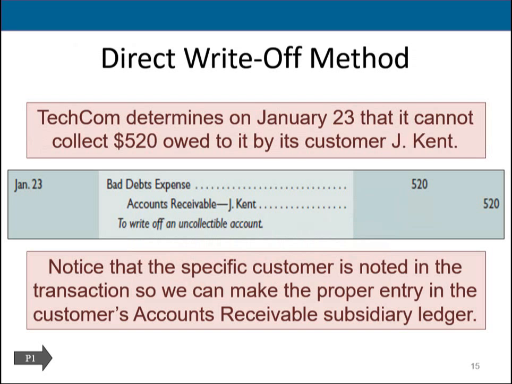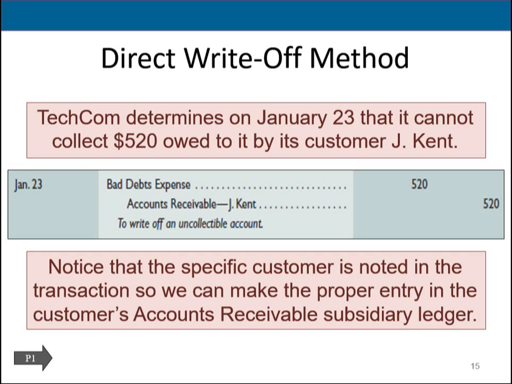Using the direct write-off method, the company determines that J. Kent is not going to pay off his or her debt to the company. Rather than let that account remain on the books and on the balance sheet, the company makes a journal entry and removes it from accounts receivable and also records an expense, bad debts expense. This entry allows the company to remove this account from net income as well.